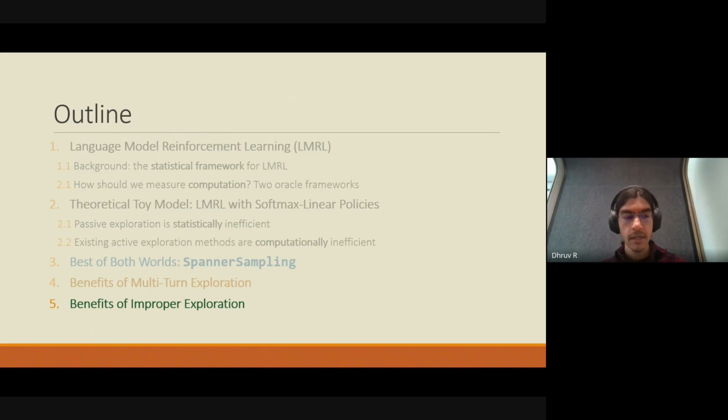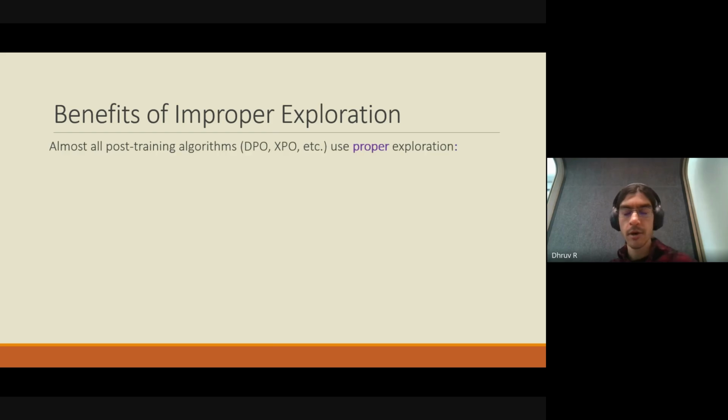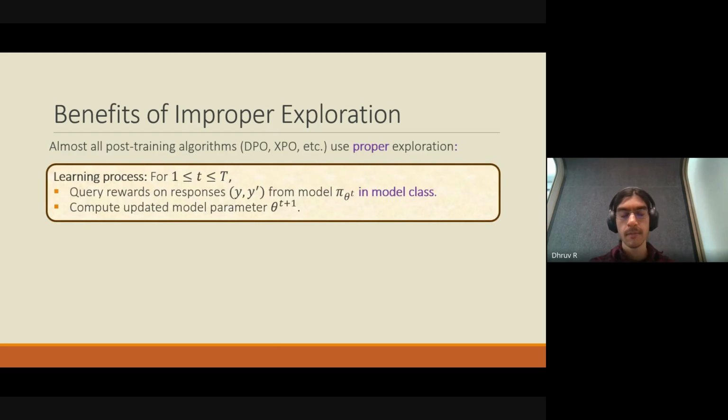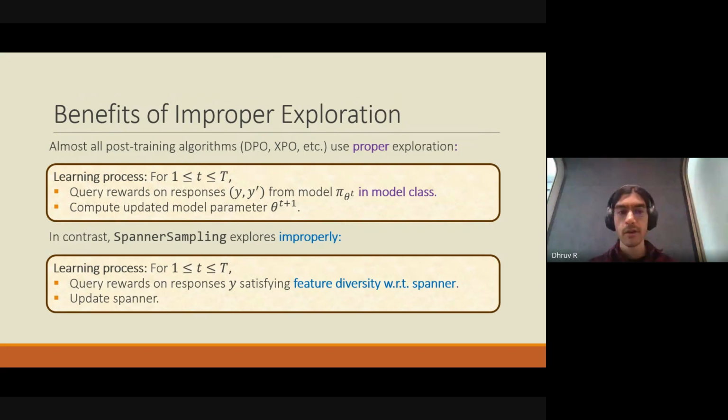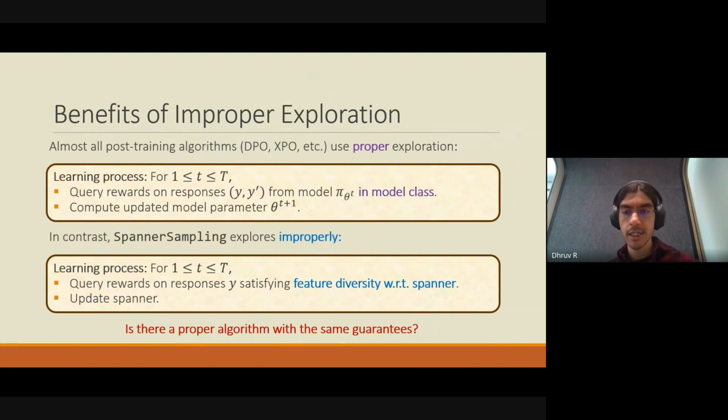Okay. And lastly, I just want to briefly mention improper versus proper exploration. Almost all post-training algorithms are doing something proper, where you have some model that you've estimated, you draw data, you query the rewards on this data, and then you refine your model. But spanner sampling is doing something more improper, where you draw a bunch of responses, but then you carefully filter out these responses and query the rewards on some of them. And then you update your spanner. So one question is, is there some algorithm that looks more like the algorithms that people actually implement in practice that achieves the same sort of guarantees?